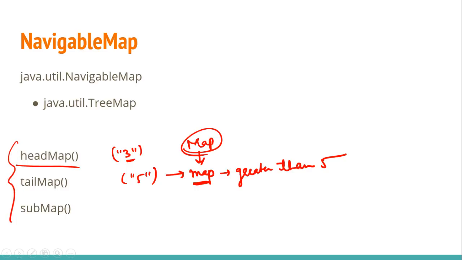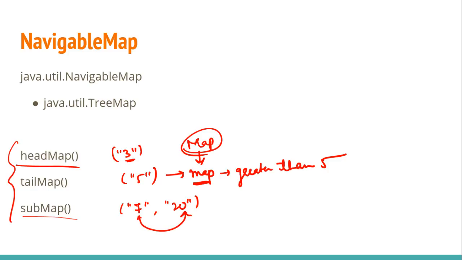All these functions give you a subset of the original map on which you call these functions based on certain conditions. If you want a map which has data less than 3, you call headMap. If you want a map which has data greater than some value, you call tailMap. If you want a subMap, by subMap I mean you give 2 values, let's say 7 to 20. So the subMap will give you the key value pairs from your original map, but only those key value pairs will be included in the subMap which have data ranging between 7 and 20.